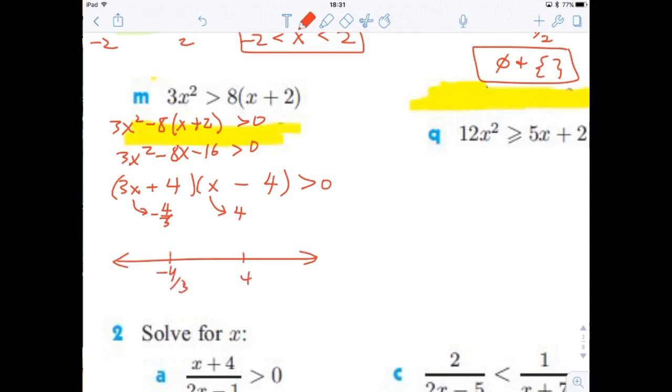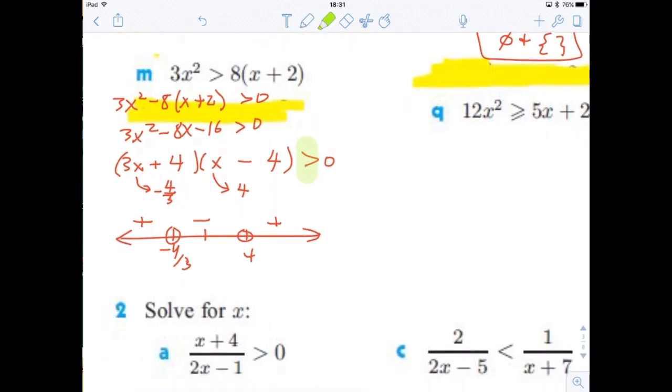We're going to test numbers in the interval, like 0, for example. If we put 0 in this equation, we'll get 4 times negative 4, which is a negative number. If we put a big number like 100 in there, we'll get like 300 times 100, which is a big positive number. If we put a big negative number, we're going to get a big negative number times a big negative number, also a positive number. Then we're going to look back and say, okay, what are we looking for? We're looking for greater than 0. So greater than 0 happens here and here.